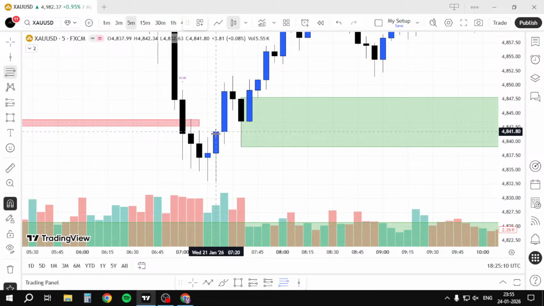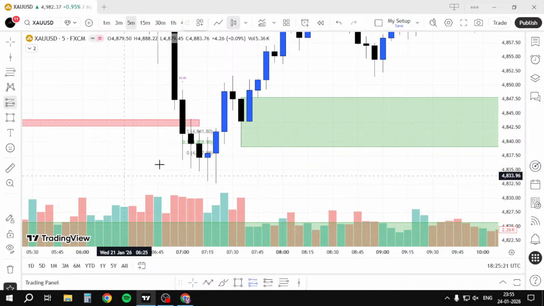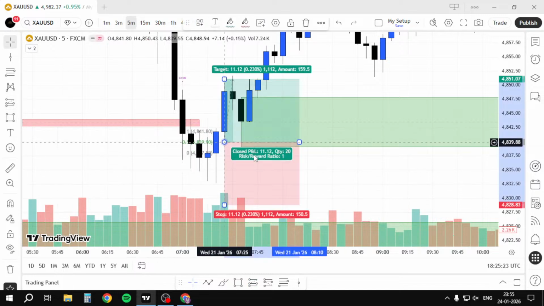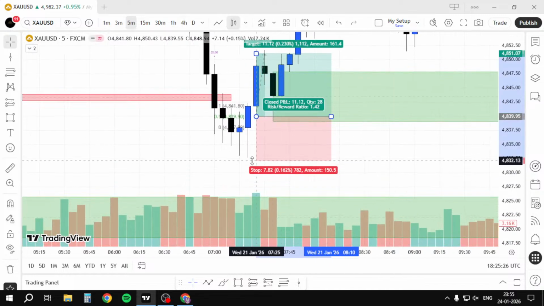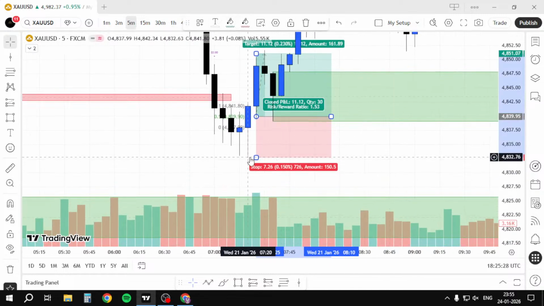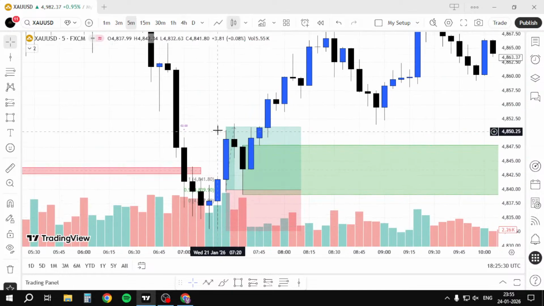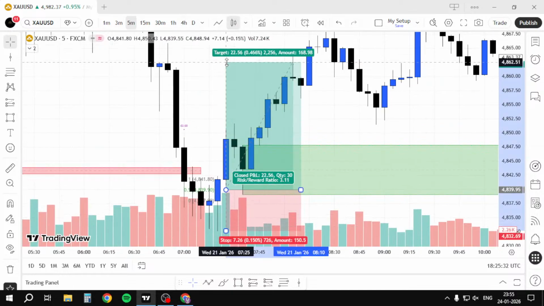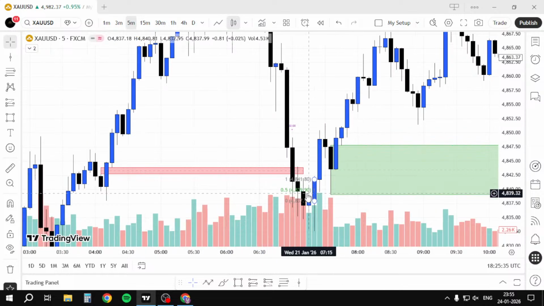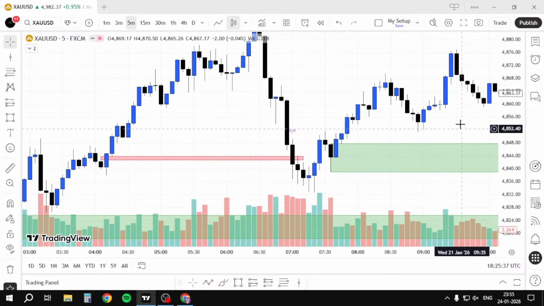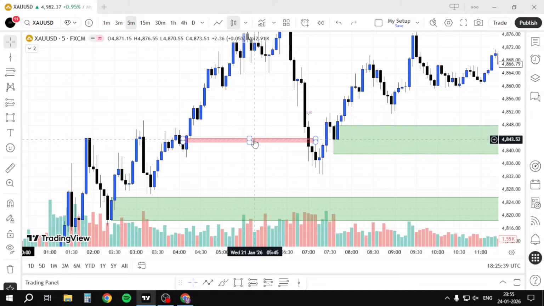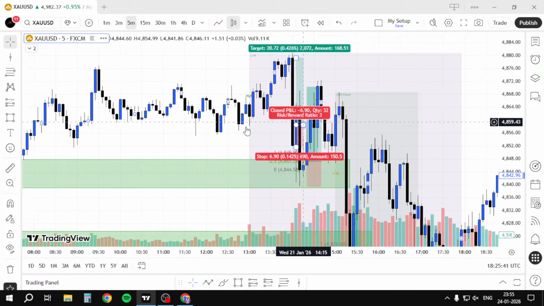Now just 3 seconds left for closing this candle. We will mark the 50%, put our limit order at this point and stop loss below this point, and 1:3 TP is hit. But this is not our trading time or session, so we will not trade in this zone. We will trade in this zone.